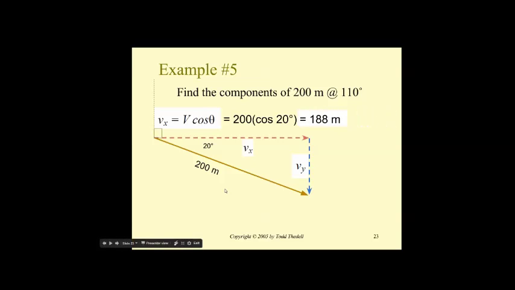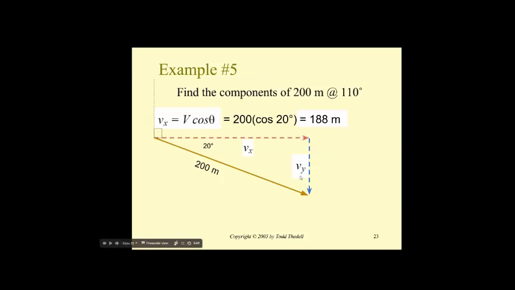Multiplying that out, I get 188 meters. Now, if it came out to some strange number, not 188, you're probably in radians. Just always check to make sure you're in degrees, especially if you're coming from math class where you may be using radians. So make sure we're in degrees when we're calculating this.